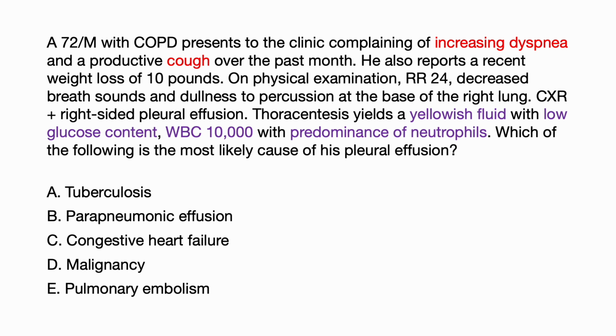Which of the following is the most likely cause of his pleural effusion? A, TB; B, pneumonic effusion; C, CHF; D, malignancy; or E, PE? The correct answer is B, pneumonic effusion.